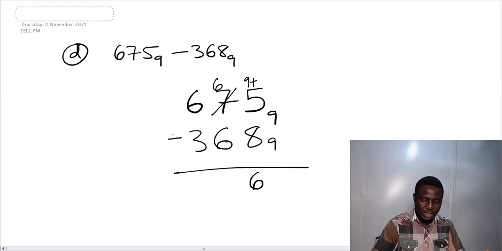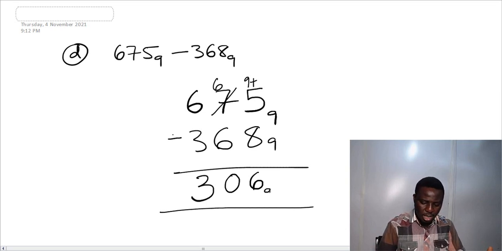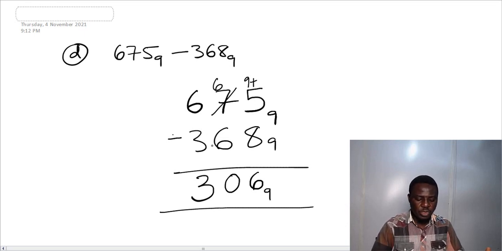6 minus 6 is 0. So this becomes 0. And 6 minus 3 is 3. This is our answer in base 9. That is 675 minus 368, all in base 9, is equal to 306 base 9.